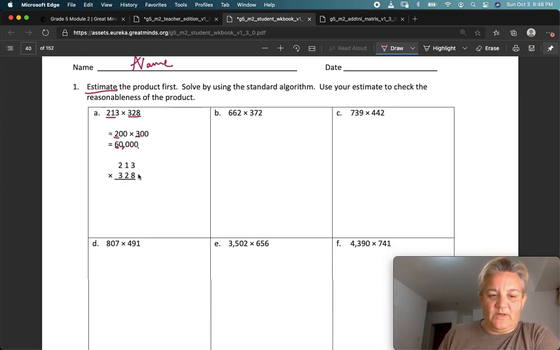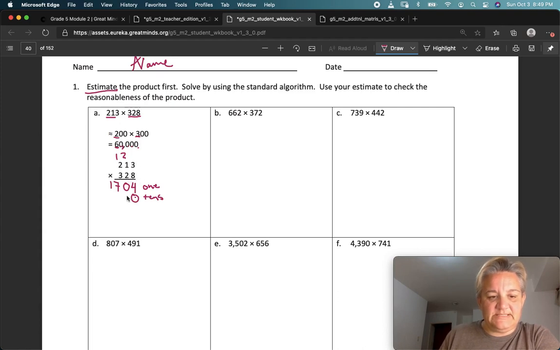I'm going to multiply the ones first. So 8 times 3 is 24. Carry the 2. 8 times 1 is 8, plus 2 is 10. Carry the 1. 8 times 2 is 16, plus 1 is 17. Okay, those were all the ones, right? Now I'm going to multiply times the tens. Here's the tens, right? So I need to add that 0 because I'm multiplying the tens.